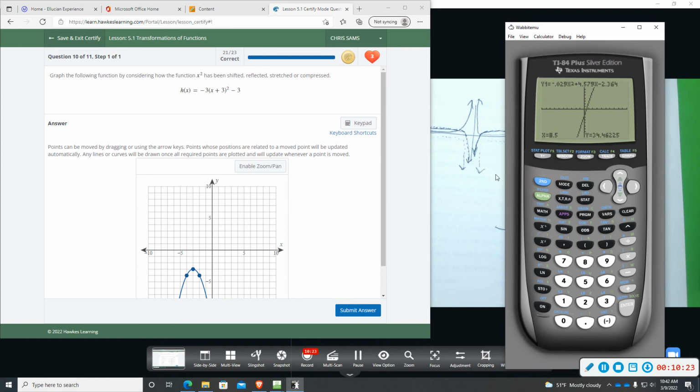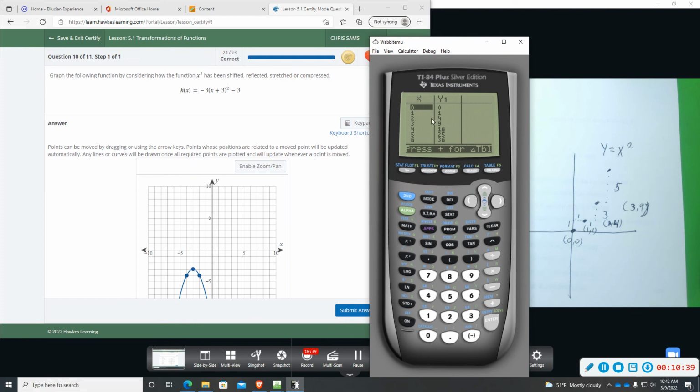So graph, I'm going to go to y equals. I'm going to clear out what I have. I'm going to do x squared, and then I'm going to go second graph to see the table. So if you look at these ordered pairs that I talked about, 0, 0, 1, 1, 2, 4, 3, 9, that's because of that pattern. Now, whenever I do it with this guy, it's the same general shape, just translated, and this factor of 3 is going to make it increase much faster, stretch it out.